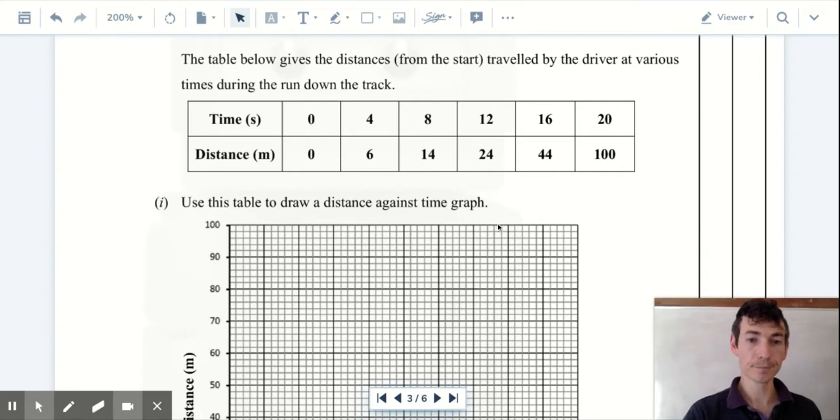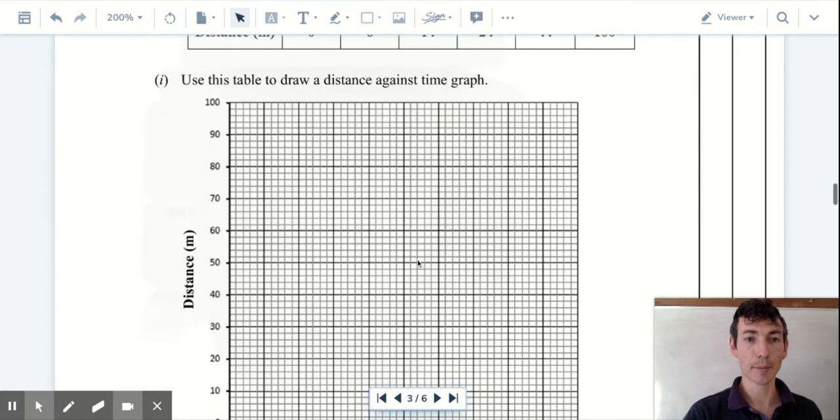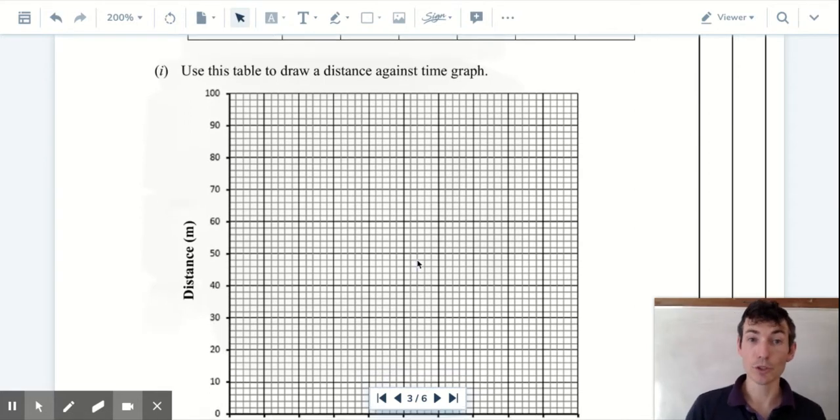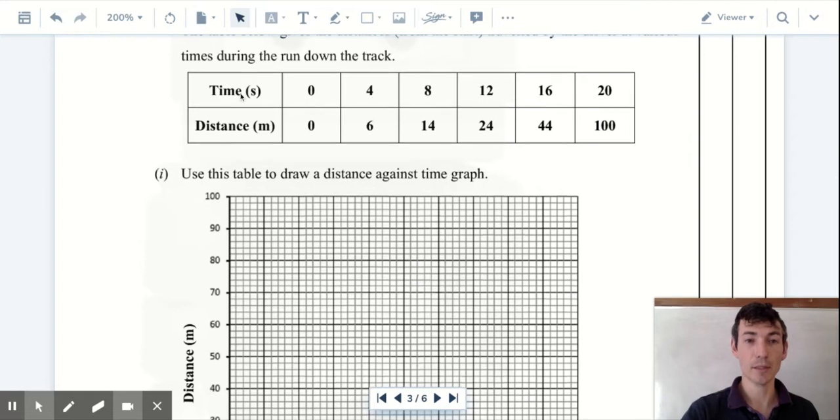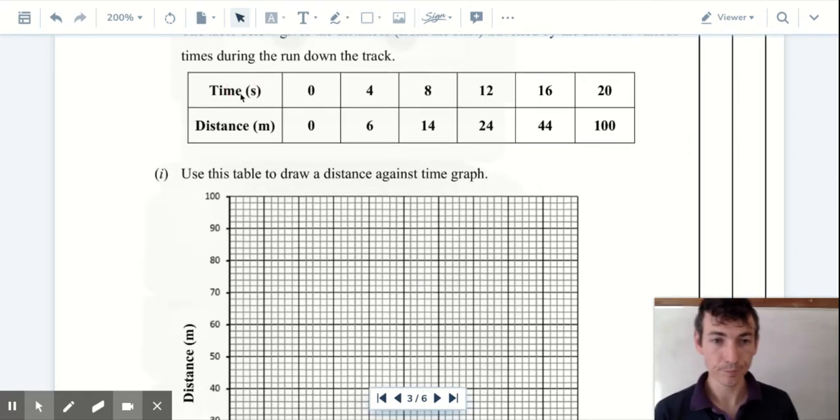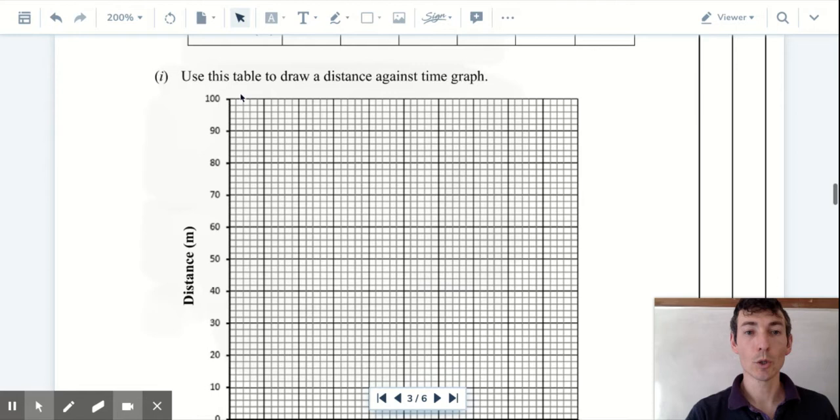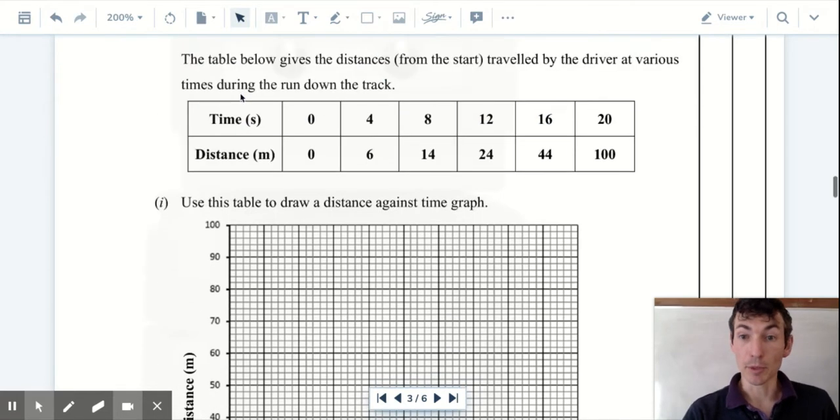Right, part 1. Use this table to draw a distance against time graph. So when we're talking about this table, that's the one right there. So we just have to plot our points. So first point is time is 0 and distance is 0.